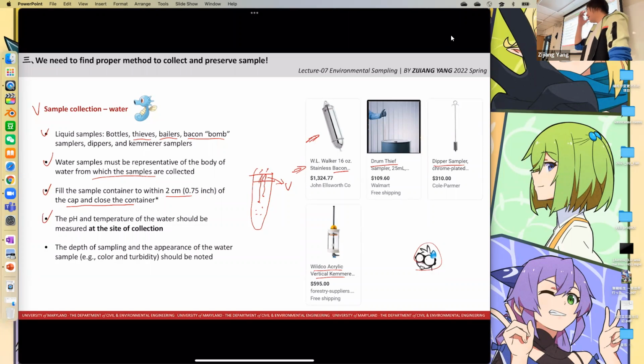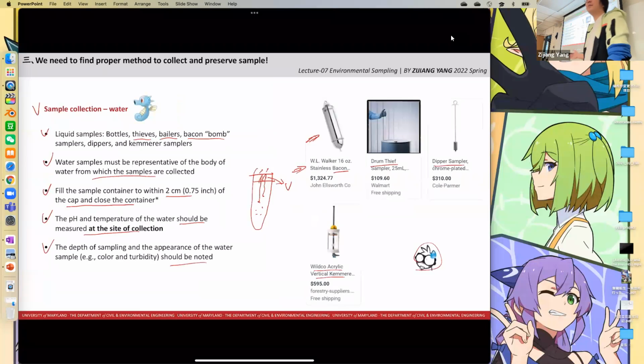Also, we have some parameters like the pH or the temperature of the water. They should be measured at the site of collection. Again, because the composition of the water sample may change, the pH may also change, and also the temperature. And the depth of the sampling and the appearance of the water sample should be noted. So some on-site characteristics of the sample should also be noted, because when we get them to the lab, that may change.